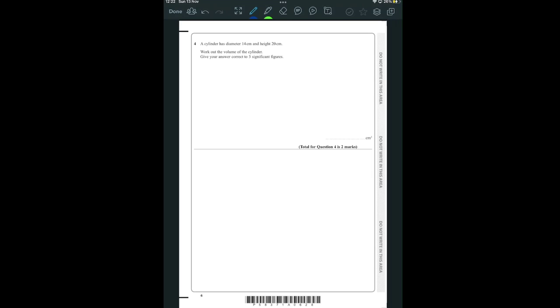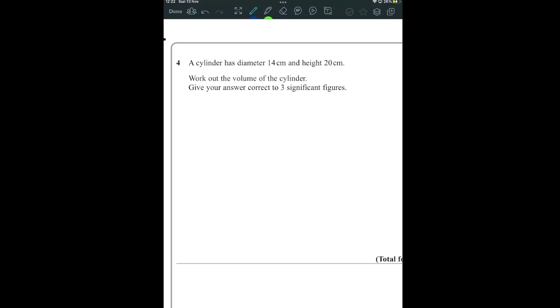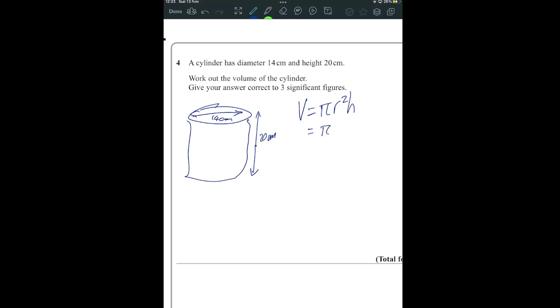Question 4. A cylinder has a diameter and a height. I always like to have some kind of visual to help me out. We have our 20 centimeter height and we have our 14 centimeter diameter. We want to work out the volume. Now the volume is given to us on that formula page. So either flicking back, or if you've managed to remember it, it's pi r squared h. Pi r squared being the area of the base, h being the height. Well, the only difficulty here is making sure that we observe that the radius was not given. We have to halve the diameter to get to that radius.